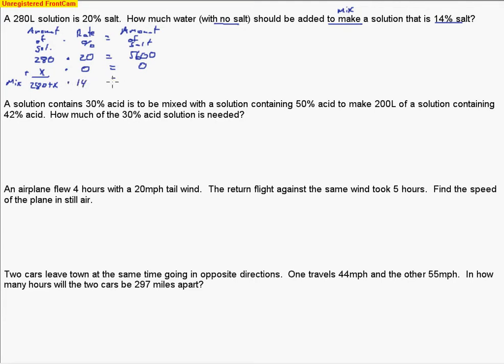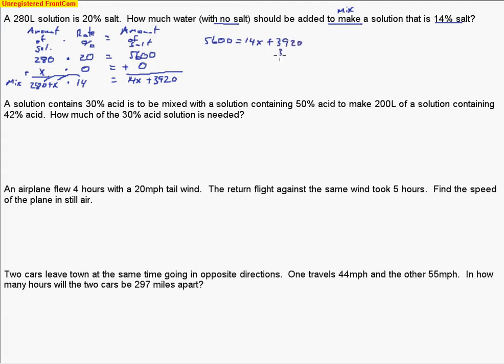So what we need to do is use the distributive property. Multiply 14 by x, which is 14x, and then multiply 14 times 280. When I do that, I end up with 3920. From this point, all I'm going to do is add these two parts together, the water and the 20%, and it'll equal the mix. So it's going to be 5,600 equals 14x plus the 3920.